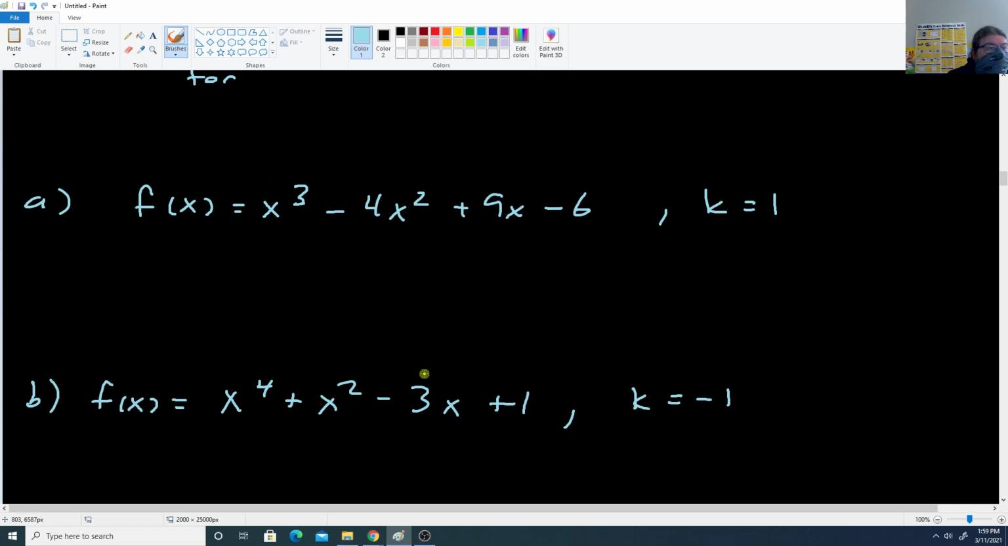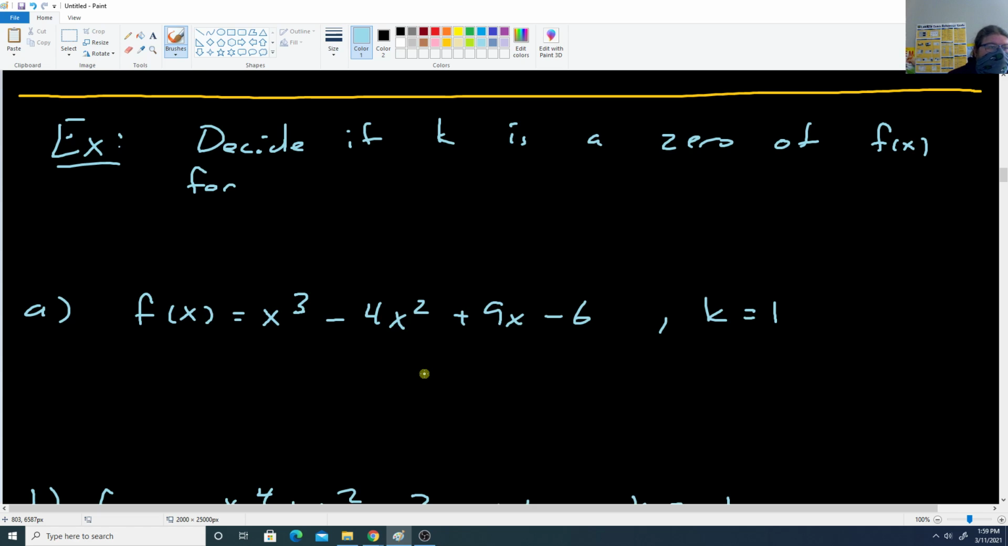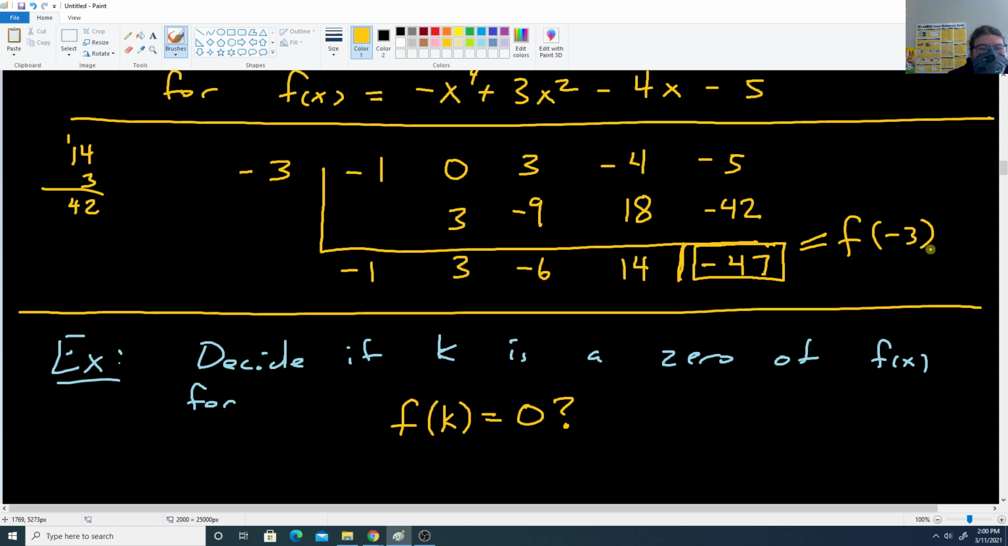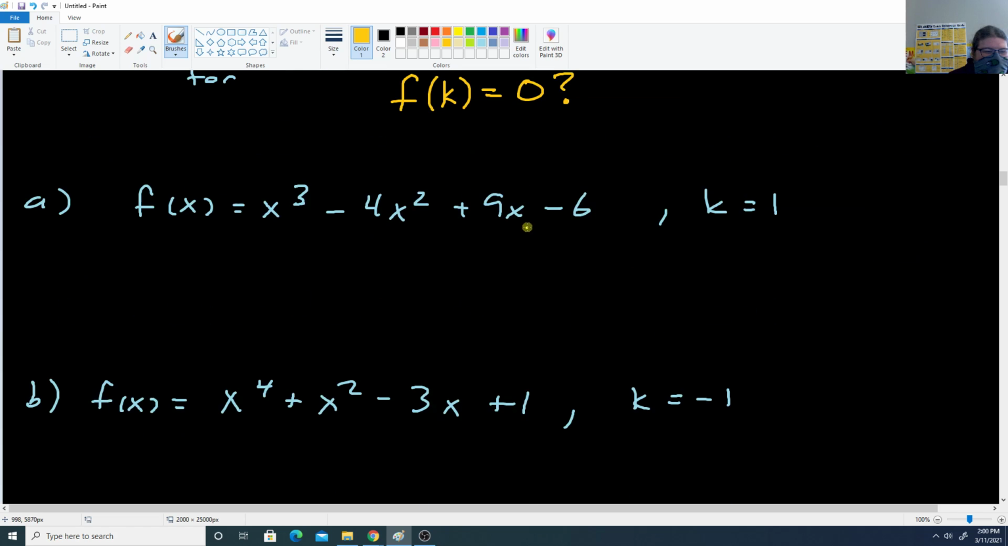So, to decide if k is a 0 of f of x, what this really means is they're asking us, is the function f evaluated at k equal to 0? So whenever I put k as an input into the function, does that equal 0? That's what this is asking us to find, which to figure that out, we can use synthetic division and just look at the remainder.